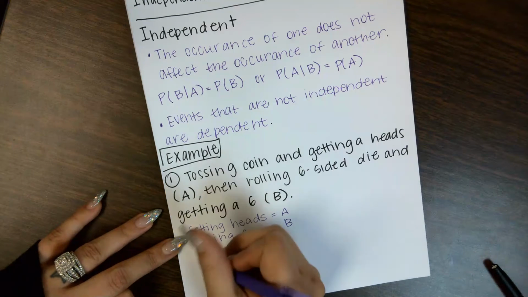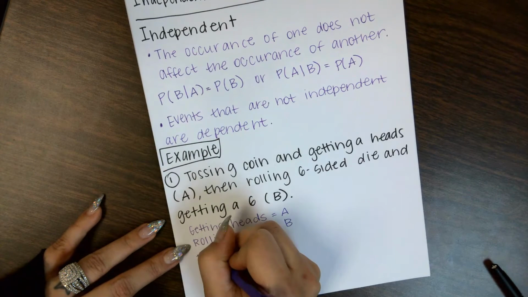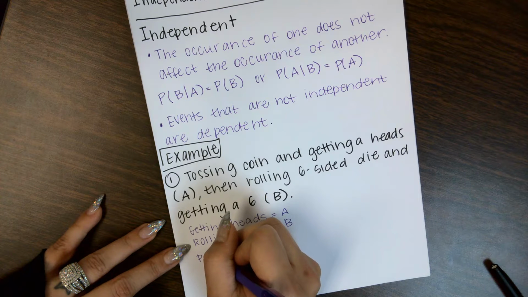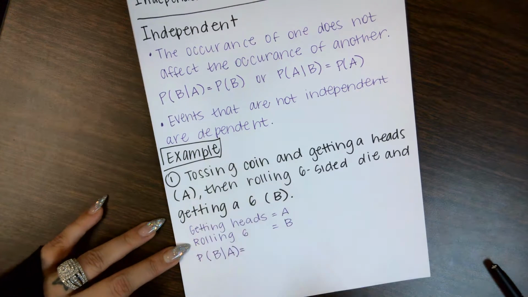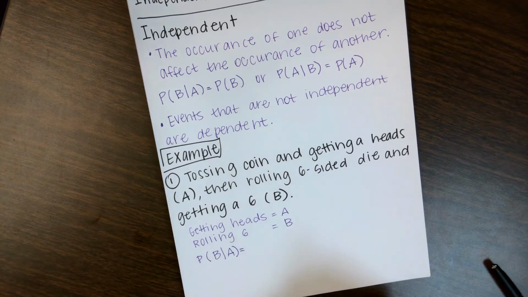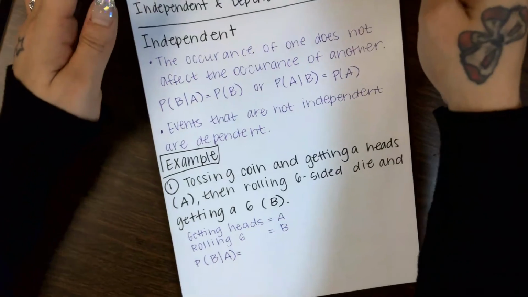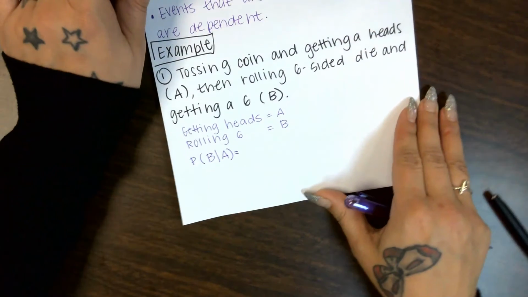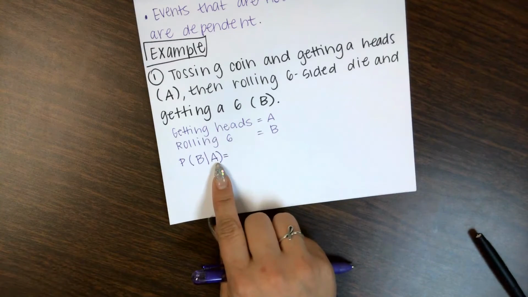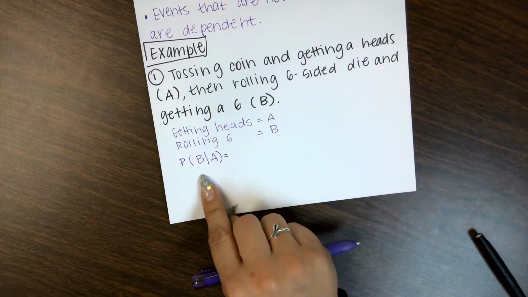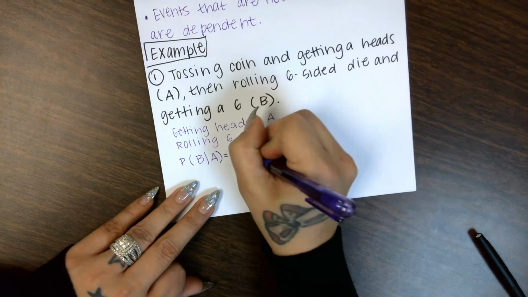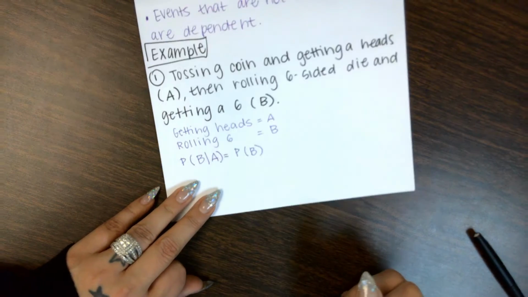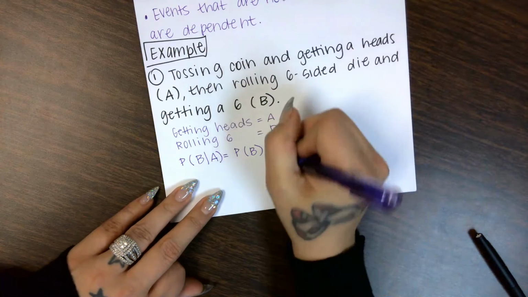So what we have here is the probability of B given A, and this is what they're telling me to compute. Go ahead and compute the probability of rolling a 6 on a 6-sided die given that you've gotten a heads. These are independent. Because they're independent, all we have to do is figure out what the probability of B is, because they have nothing to do with each other. The probability of B.